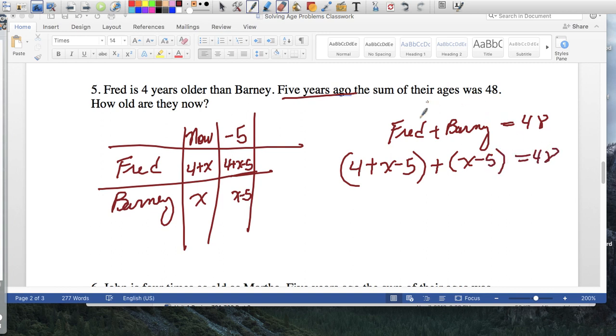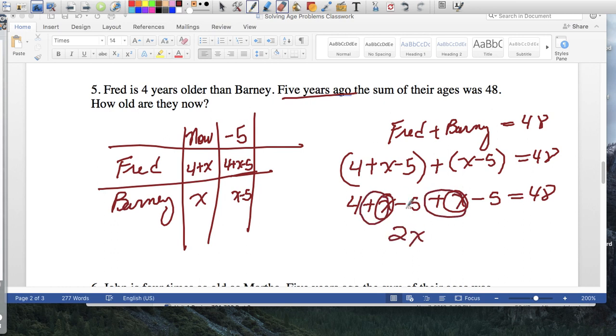Now, remember, there's parentheses, so pretend there's a 1 outside. In this case, it's both positive, so everybody's going to come out of the parentheses the same way. And then it's going to be plus X minus 5 equals 48. We can combine some like terms. X and X plus 4, positive X plus positive X is 2X. Minus 5 and minus 5 is negative 10, and negative 10 plus 4 is negative 6.